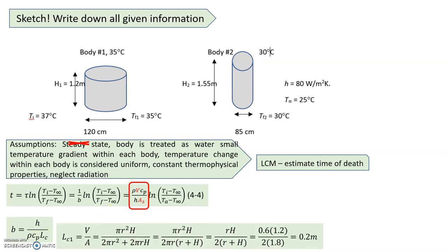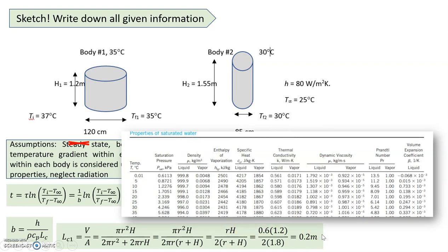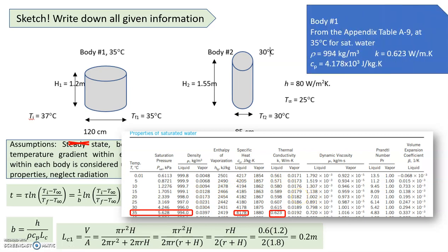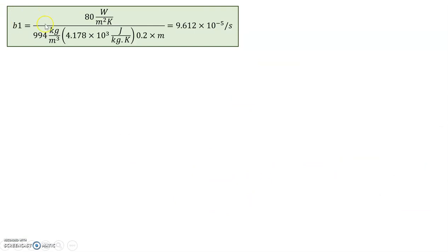First, you find the characteristic length for body number 1, which is found to be 0.2 meter. And then you go ahead to find the properties of the body, which is assumed to be 100% water. There at 35 degrees C, you may find the density, specific heat, and thermal conductivity of the first body. With all the information collected and listed, you determine B1, first body, or 1 over tau 1. And it is 9.612 times 10 to the minus 5 per second. That's the unit for B. Unit for tau is just second.